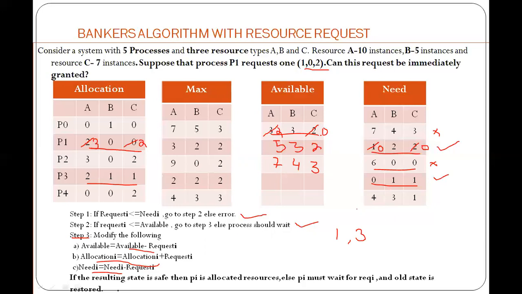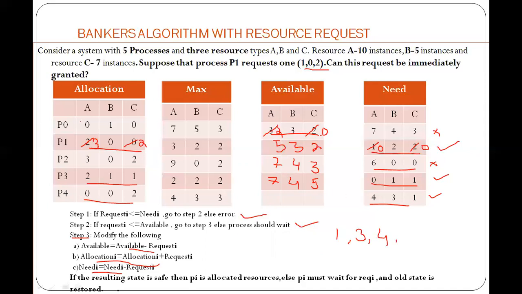What about P4? Can you grant resources to P4? Yes, you definitely can grant because its need is much lesser than the availability. So when P4 finishes its job, it will release its resources. Then we'll have to add it back to availability. 7, this is going to be 4. This is going to be how much? It's going to be 5. Okay, yes. So I'll add 4 to the sequence.